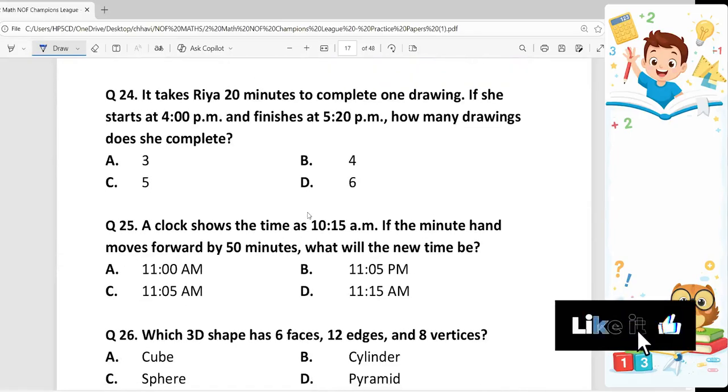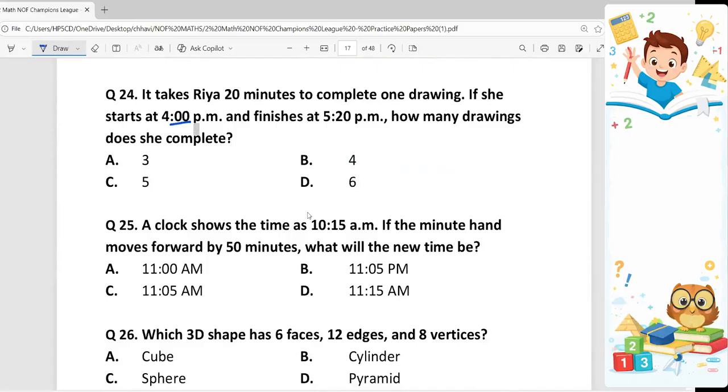24th. It takes Ria 20 minutes to complete one drawing. If she starts at 4 p.m. and finishes at 5:20 p.m., how many drawings does she complete?